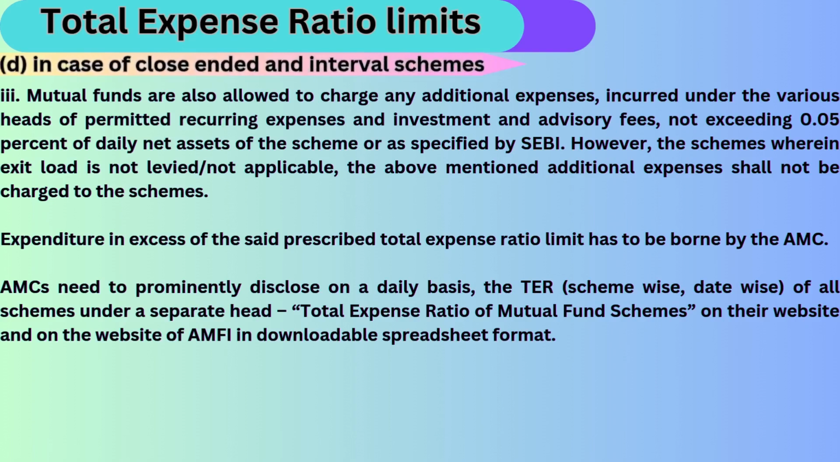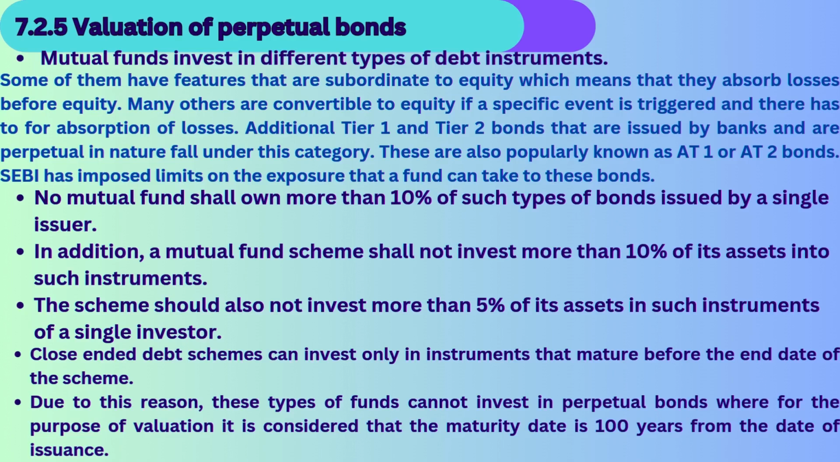Expenditure in excess of the said prescribed total expense ratio limit has to be borne by the AMC. AMCs need to prominently disclose on a daily basis the TER scheme-wise, date-wise of all schemes under a separate head, total expense ratio of mutual fund schemes, on their website and on the website of AMFI in downloadable spreadsheet format.